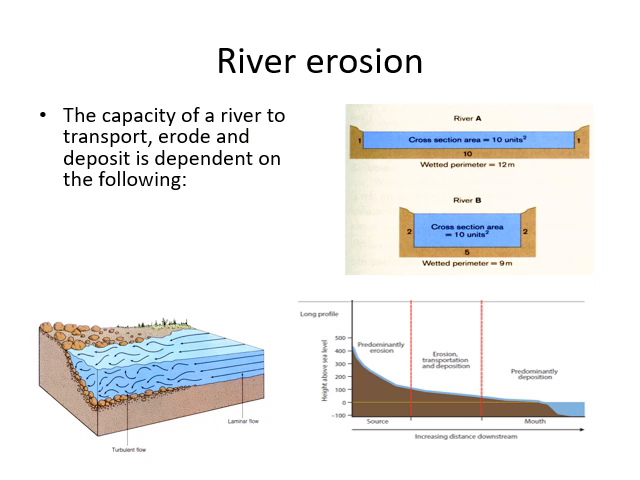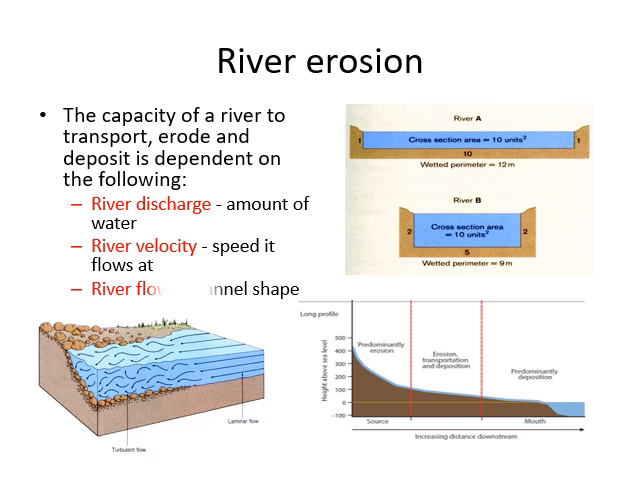Next up, our river erosion, the different reasons, methods and processes as to how and why a river erodes. So river erosion is the capacity of a river to transport, erode and deposit, and depends on the following: the discharge or the amount of water, the velocity, the speed the water flows at, and the flow, the shape that the channel has. So basically you just need to know that the amount of water, the steepness of the slope, and the shape of the channel can affect how fast or how slowly the river moves. If the river moves fast, you get erosion. If the river moves slowly, you get deposition.